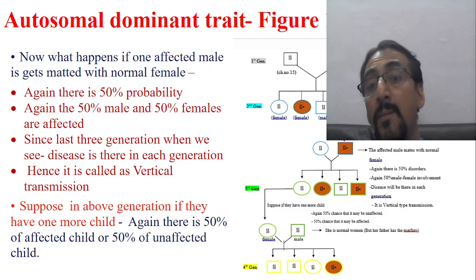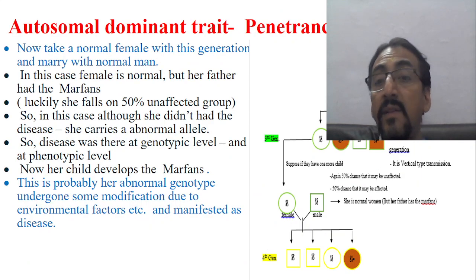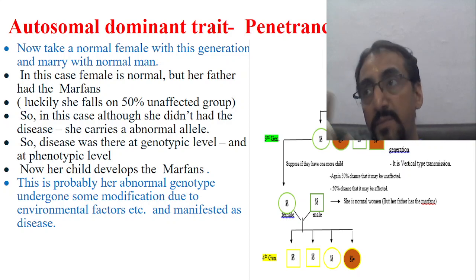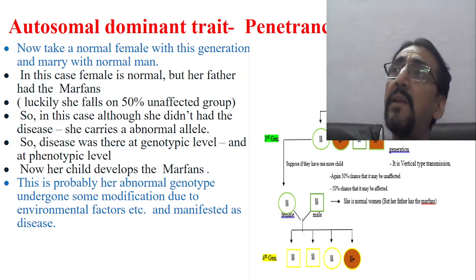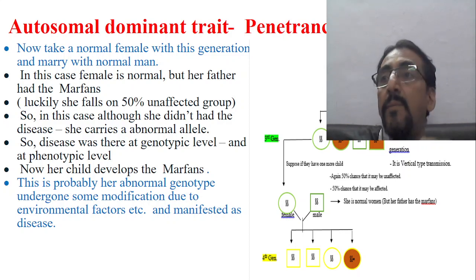Now the question can come, why, when this normal male and normal female meet together, is there again an appearance of the disease? How is it possible? This explains the principle of penetrance. First principle, penetrance. Penetrance will be seen in case of autosomal dominant traits. So this is an example that I have taken.